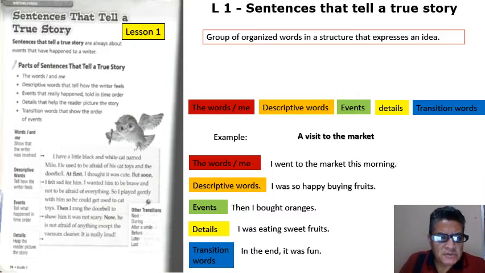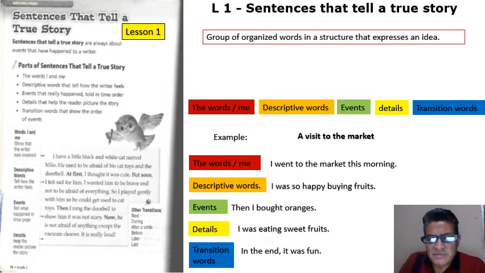Sentences that tell a true story. They involve certain specific things. They have elements that make them important, interesting, and colorful. We have the example here in a big paragraph, but we're going to explain it right here. So let's come down here.